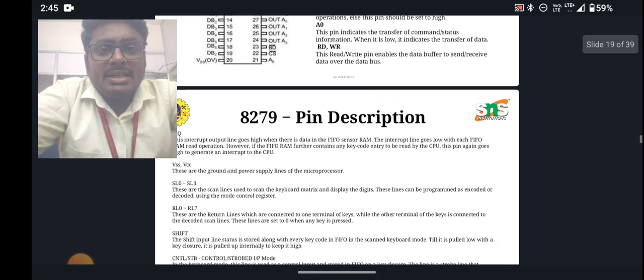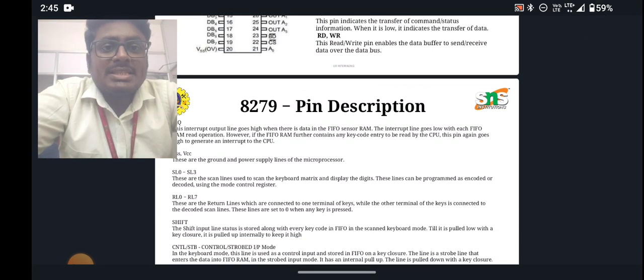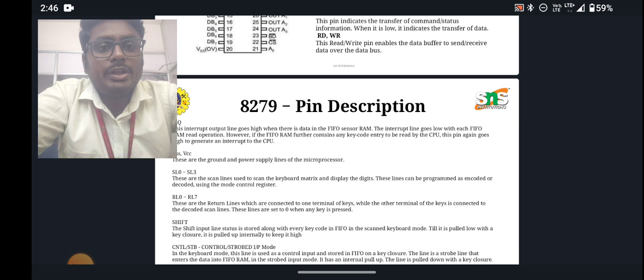We have already seen that SL0 to SL3 are the scan lines used to scan the keyboard matrix and display the digits. These lines can be programmed as encoded or decoded using the mode control register. RL0 to RL7 are the return lines which are connected to one terminal of keys, while the other terminal of the keys is connected to decoded scan lines. These lines are set to 0 when any key is pressed.